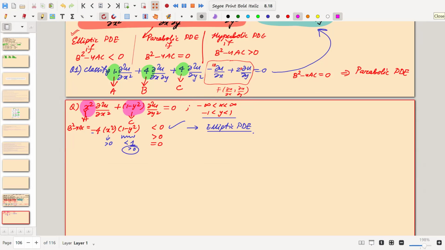No, x is a variable. You are differentiating with respect to x. X is not a parameter or something which you can set to 0. X is a variable, dou u by dou x. If x is 0, there is no meaning of dou u by dou x. Mind you that u is a function of x and y. You cannot set x equal to 0, y equal to 0 as it is. I hope that is clear, no?